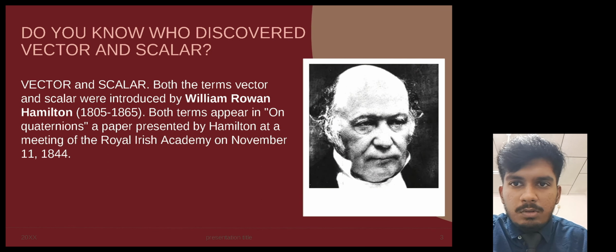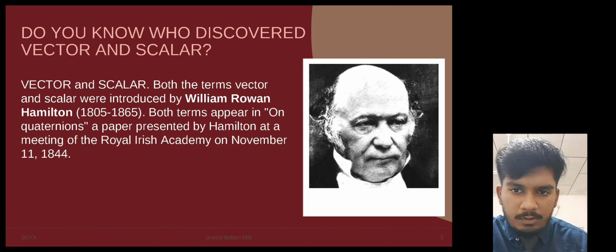Do you know who discovered vector and scalar? Both terms, vector and scalar, were introduced by William Rowan Hamilton, who lived from 1805 to 1865. Both terms appear in Quaternions, a paper presented by Hamilton at a meeting at the Royal Irish Academy in November 1844.